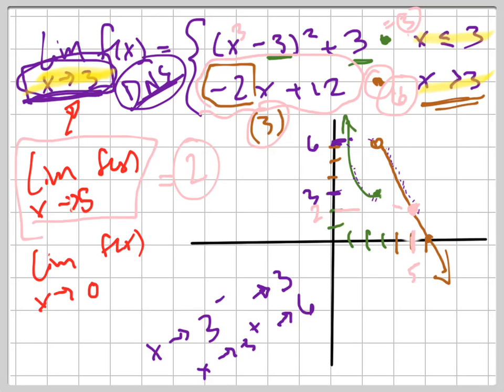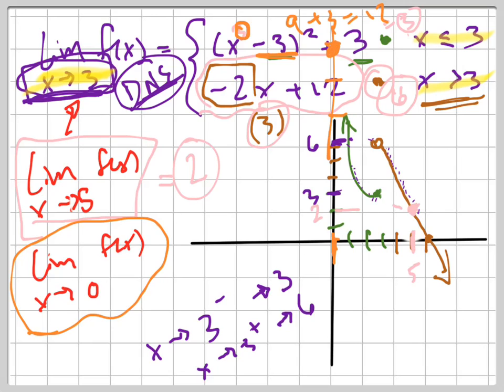And likewise, I'll change the color one last time here, to orange. What's the limit as x goes to 0 of f of x? Let's look at 0 right here. It's going to be on the green line. If I plug in 0 for x, negative 3 squared is positive 9, plus 3 equals 12. So this eventually would hit up there, and the answer for that one is 12. That's how you do those problems.